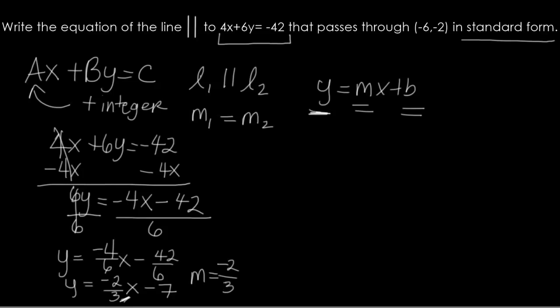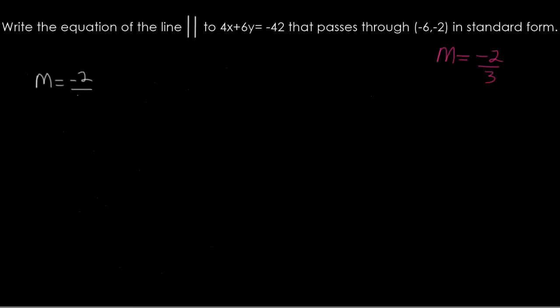So that means the line that I need to write needs to have a slope of this. M must equal negative 2 over 3. And we have a point. They gave us a point. What is the point? Negative 6, negative 2. This is our point. This is x1, this is y1. So guess what? We have a point, we have a slope. Let's use point-slope.